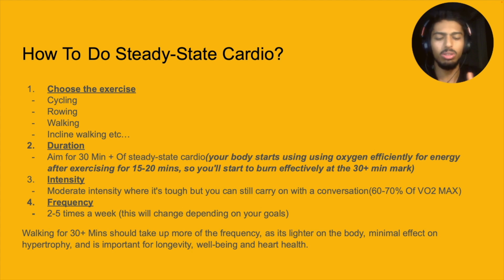Now, how do you do steady state cardio? It's important that we talk about how to do it. Choose the exercise. Like we mentioned, we want to choose low impact exercises: cycling, rowing, walking. The duration is going to be aiming for at least 30 minutes, and the reason for this is because your body starts using oxygen efficiently for energy after exercising for like 15 to 20 minutes. So you start to burn effectively at the 30-minute plus mark.